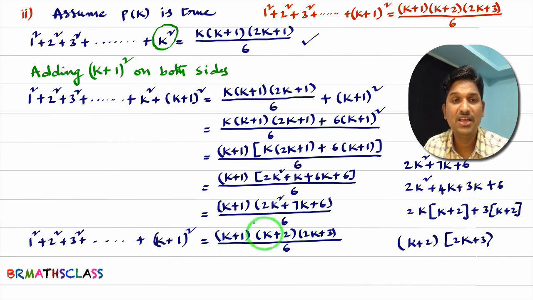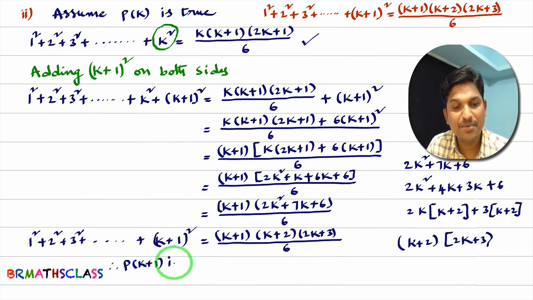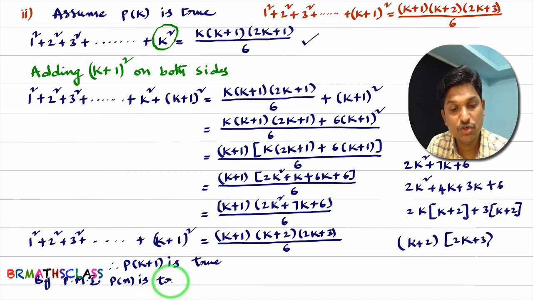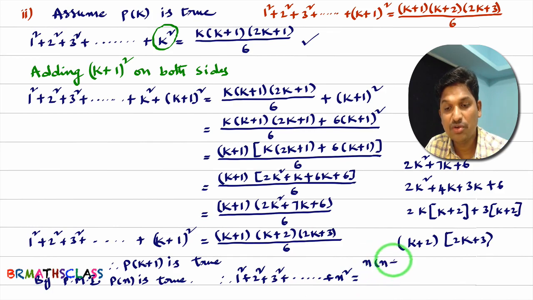Actually, what is this? In place of k, if you write k plus 1, you will get P of k plus 1 now. You observe, what is this? This is P of k plus 1. Therefore, P of k plus 1 is true. What is the conclusion? By principle of mathematical induction, what can I write? I can write that P of n is true. So finally what we proved? We proved that 1 square plus 2 square plus 3 square plus and so on plus n square equals n into n plus 1 into 2n plus 1 divided by 6 for all n belongs to N.